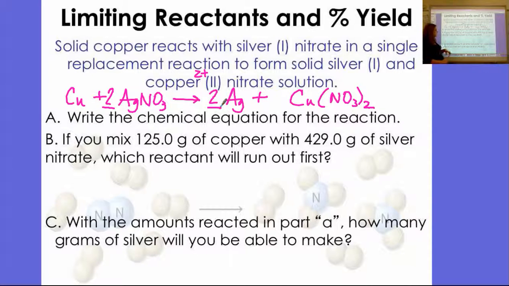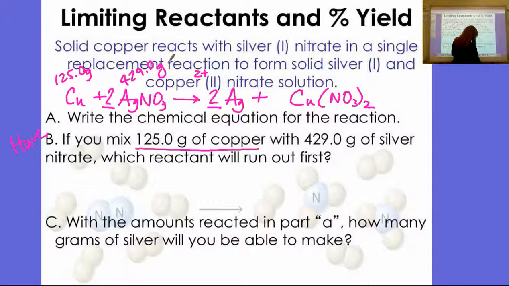Starting with what we did back in the limiting reactant part B, I'm given 125 grams of copper. That's how much I have. This is my have. And I also have 429 grams of silver nitrate. First, figure out which reactant runs out first. So, where do I start? I can start with either one, right? I'm going to start with the first one, just because it's written first. 125 grams of copper.